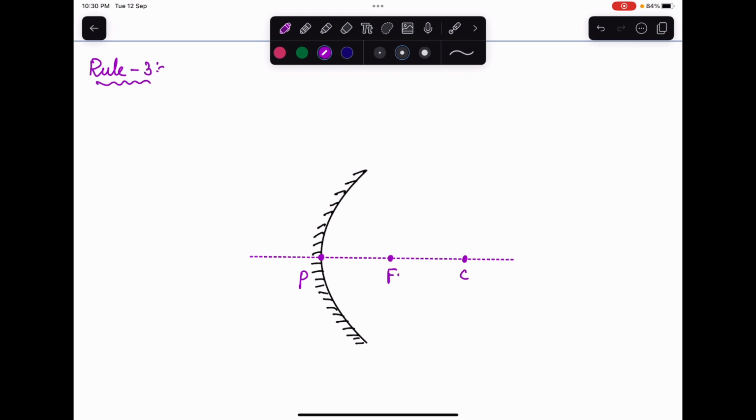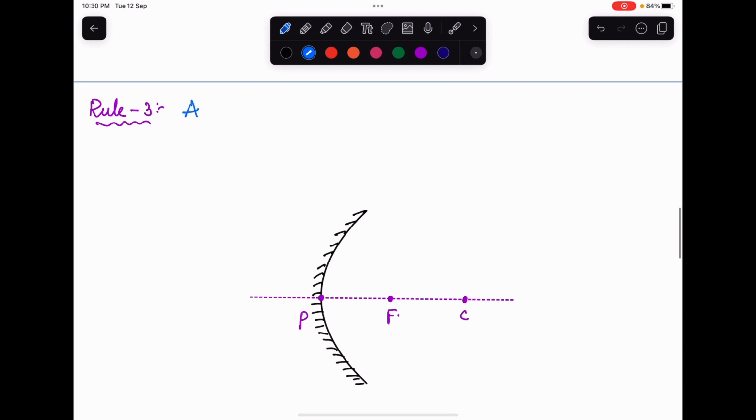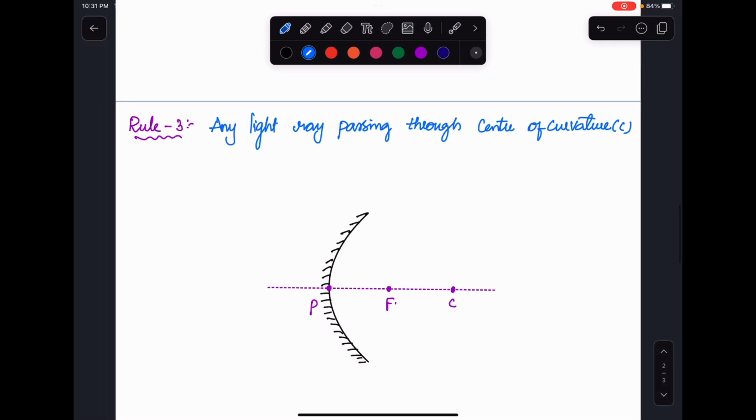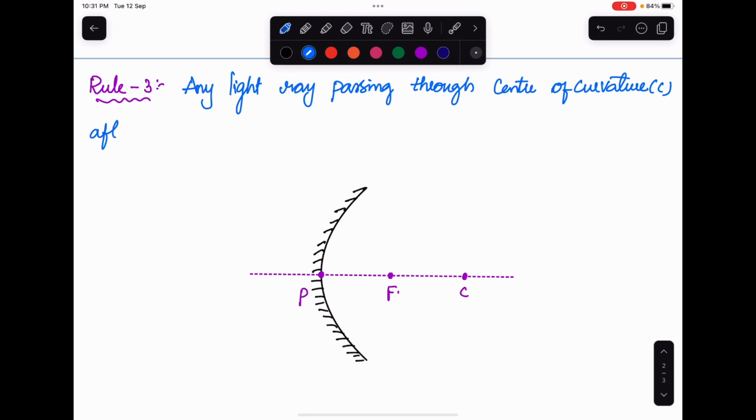So let us see rule number 3 now, everyone. What does rule number 3 say? Any light ray passing through the center of curvature. So already we have experienced this point once previously. A line passing through the center of curvature and any point on the spherical mirror acts as a normal, right? So the same thing here: any light ray passing through the center of curvature, after reflection, retraces the same path.